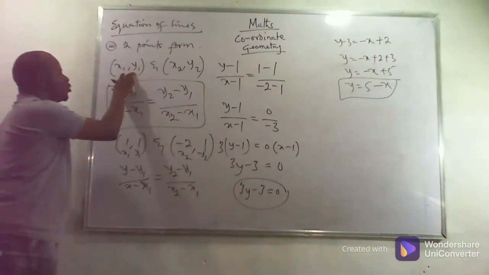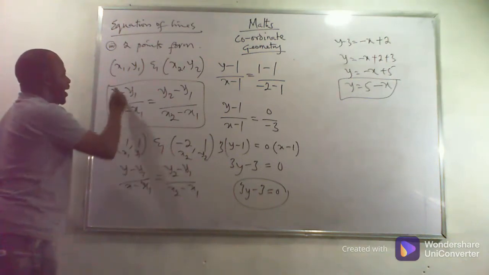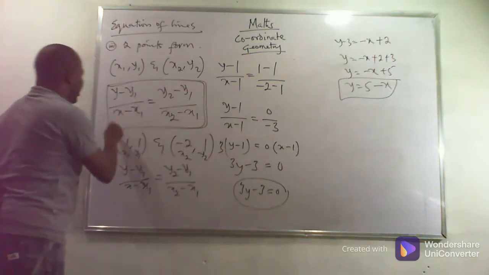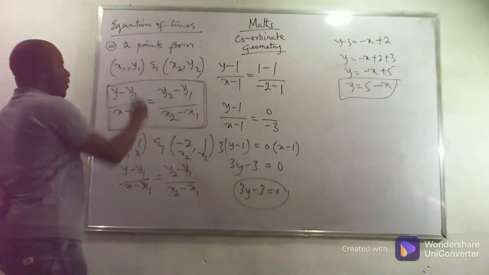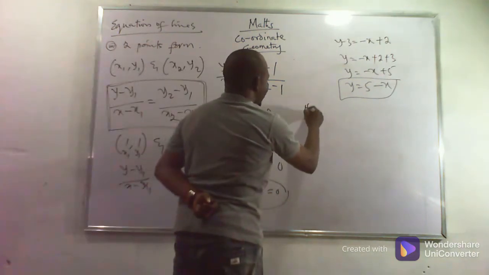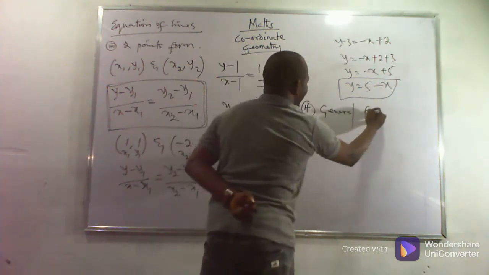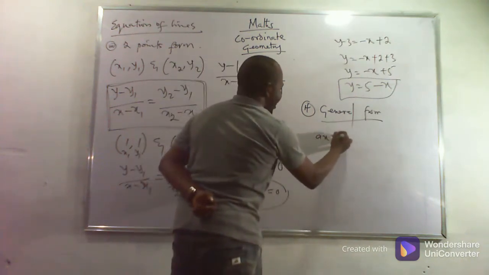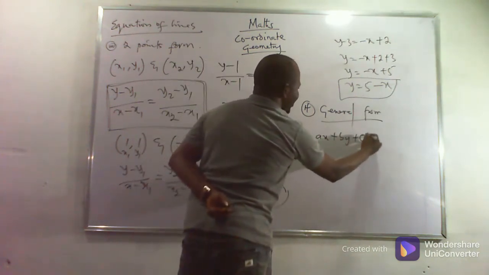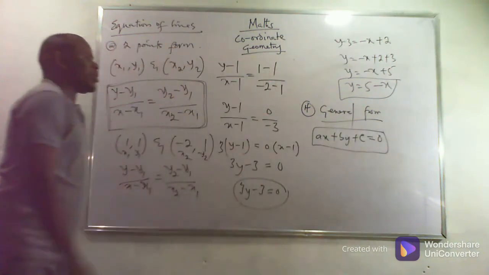So if you are given 2 points, this and this, and you are asked to find the equation of the line, just apply this formula. The last format for the equation of the line is what we call, that's number 4, general form. And what is that? Ax plus by plus c equals 0. This is the general equation of the line.